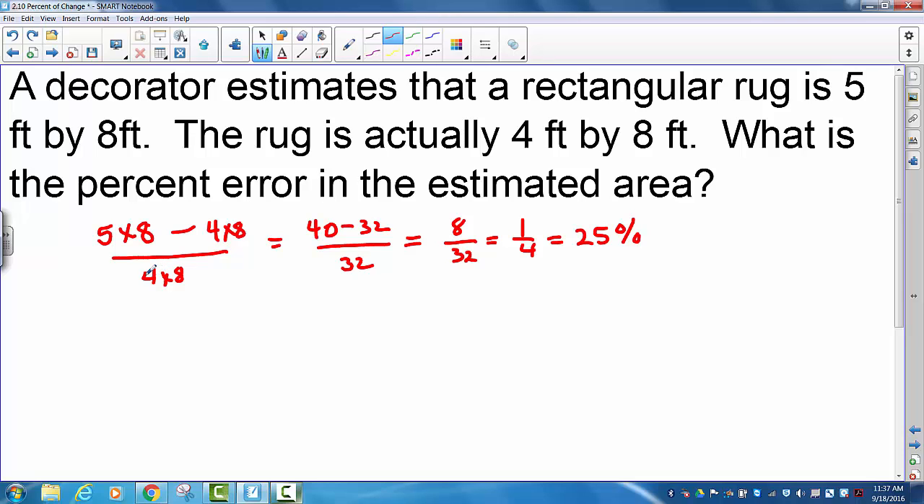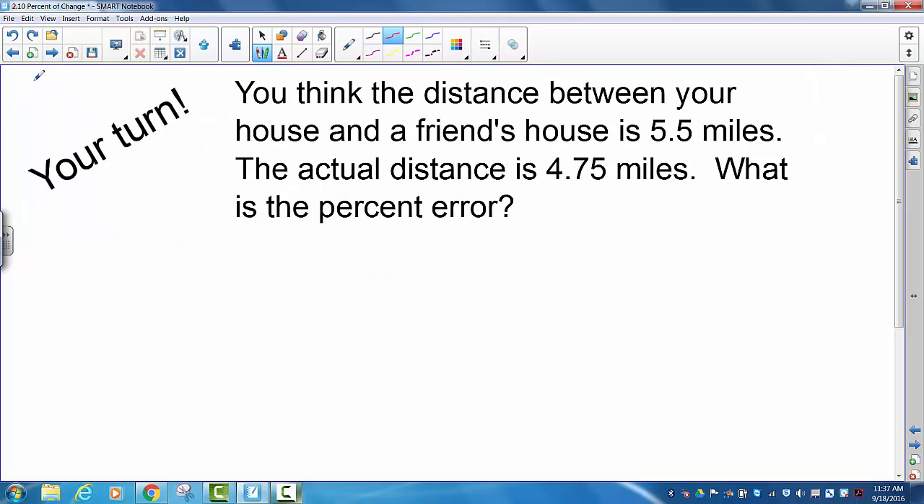I hope that you got that, but I want you to show me that you did. It's your turn. You think the distance between your house and a friend's house is 5.5 miles, but the actual distance is 4.75 miles. What is the percent error? Remember, you take your estimate minus the actual and divide it by the actual.